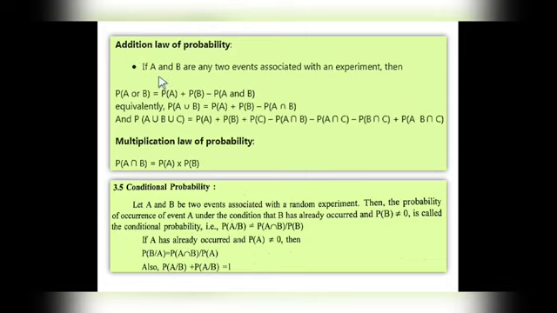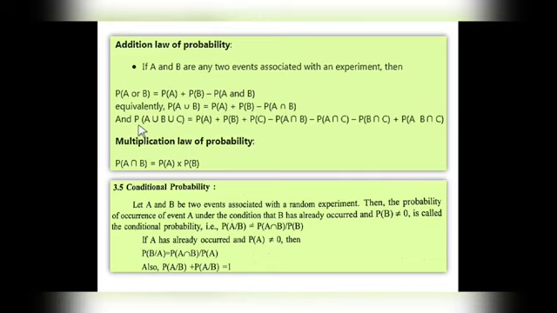Addition law of probability. If A and B are any two events associated with an experiment, then P of A or B is equal to P of A plus P of B minus P of A and B. Eventually, P of A union B is equal to P of A plus P of B minus P of A intersection B.